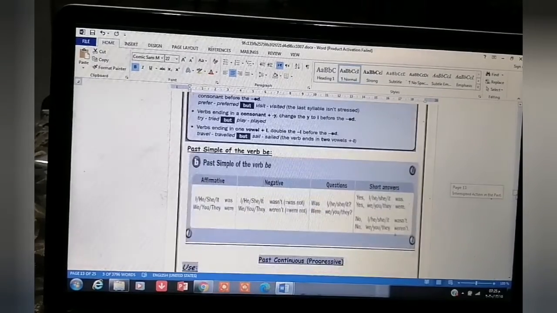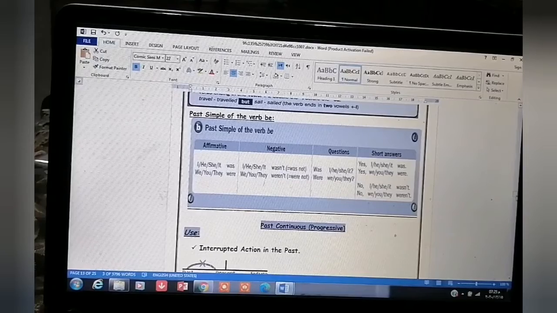Now let's move to the past simple of the verb be. Remember this one? We took it together. Now the past simple of the verb be, we have the affirmative form. The affirmative form, he, she, it goes with was, okay? While we, you, they go with were.